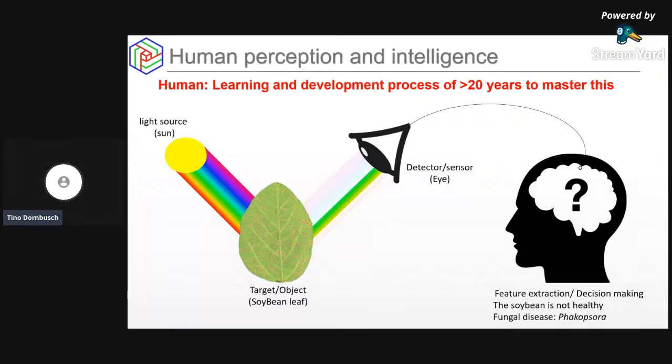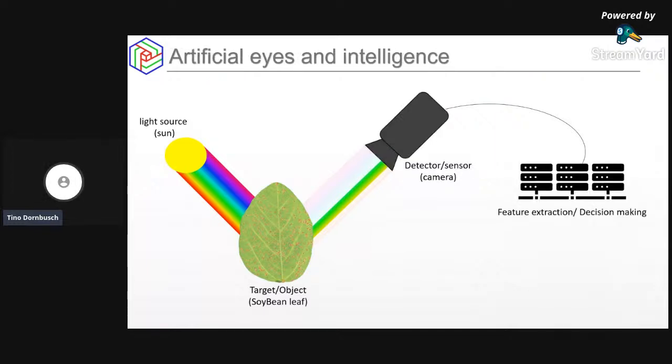So obviously, what we want to do is we want to exchange the sensor, our eye, for a camera, and we want to exchange the brain, the decision-making system, for a computer, artificial. We want to make all these things artificial.